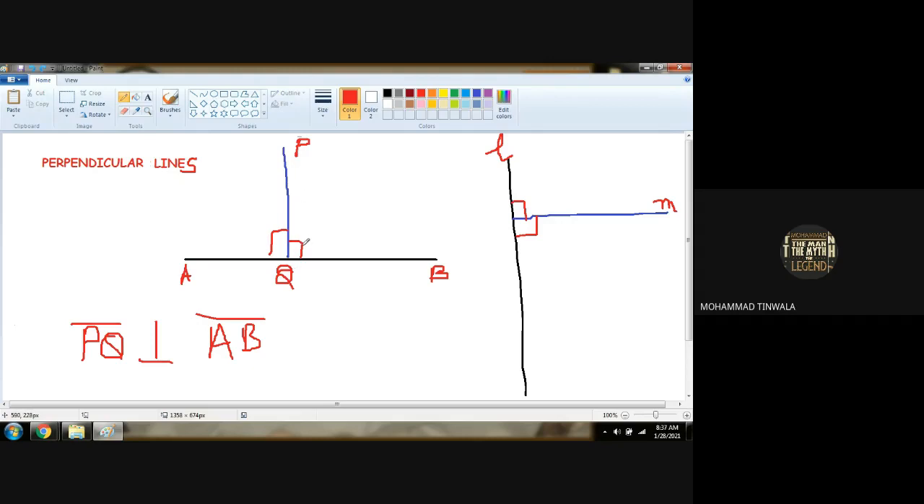So how do we write in mathematical form? Line segment PQ is perpendicular to line segment AB. Do you understand? Anybody has any doubt with this? No, sir. Okay. Now, this was perpendicular line. Now, I want to know who will tell me what do you mean by perpendicular bisector?